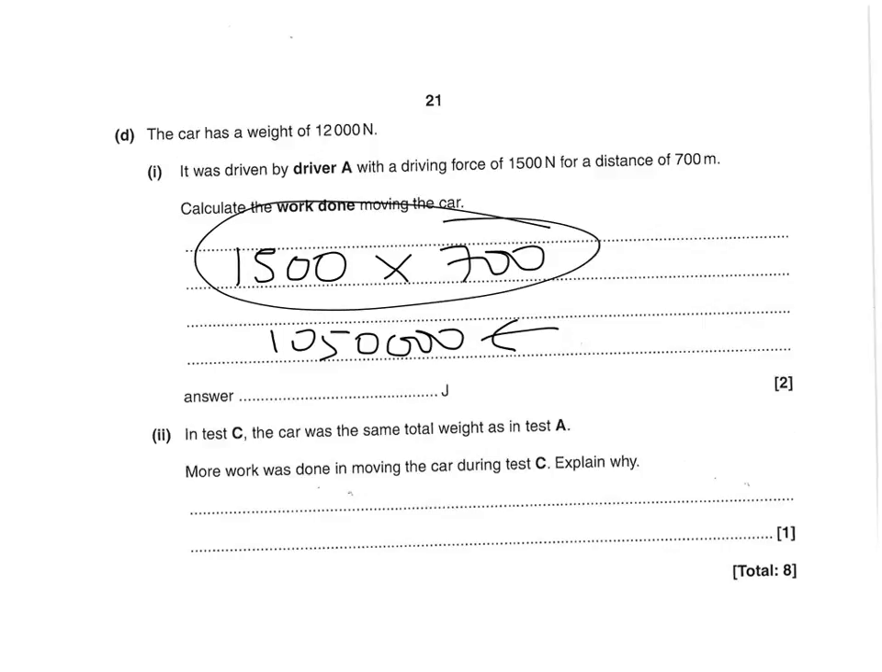Then in test C, the car was the same total weight as in test A. More work was done in moving the car during test C. Explain why. So again, that you need more driving force. There's more air resistance because the open windows or the roof box was fitted. So it's kind of the same answer as question 11b, which is pretty handy if you got both of those.